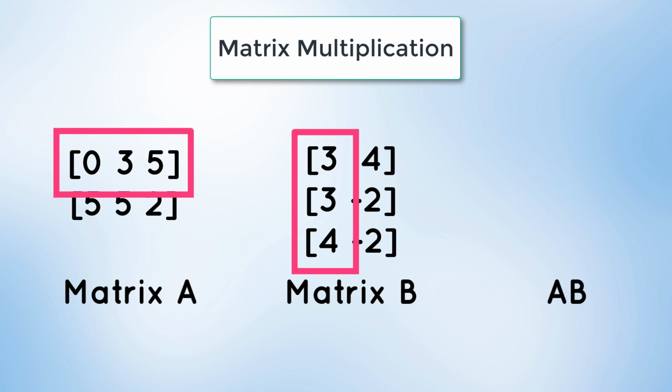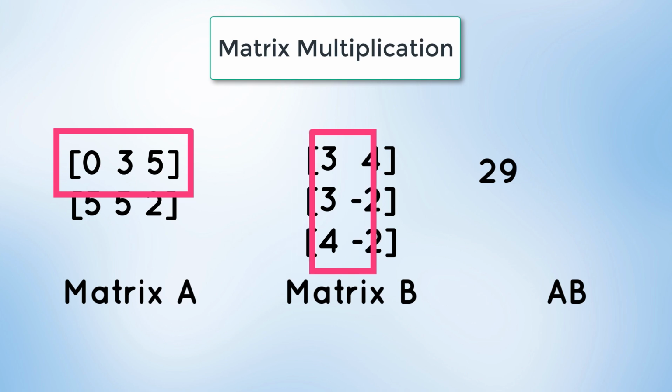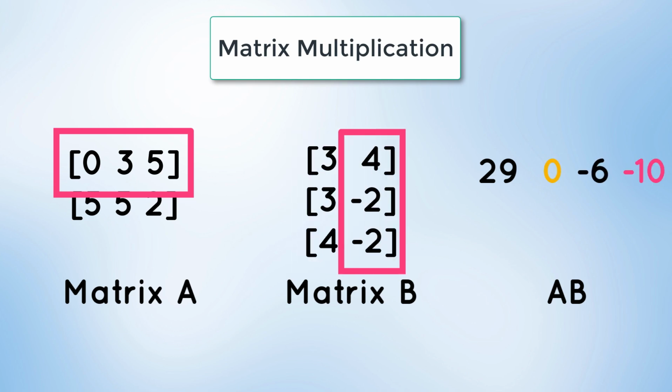the numbers in the first row of matrix A with the numbers in the first column of matrix B. 0 times 3, 3 times 3, and 5 times 4, giving you 0, 9, and 20. Take their combination to obtain 29. We do the same thing but now for the second column of matrix B, to obtain 0, -6, and -10, resulting in a value of -16 when taking our sum.